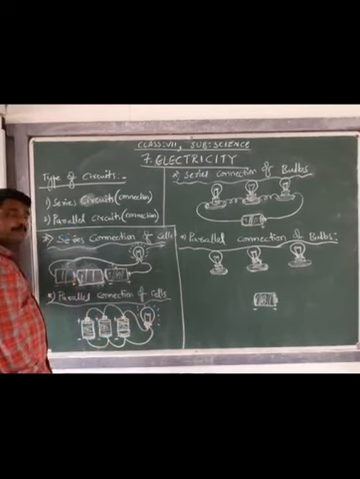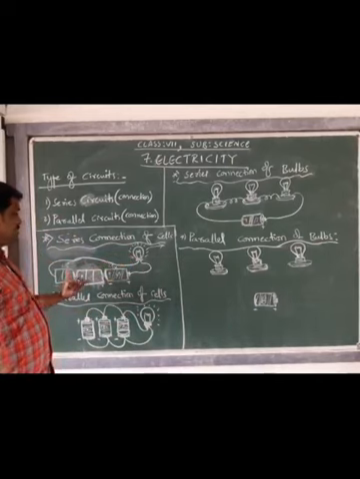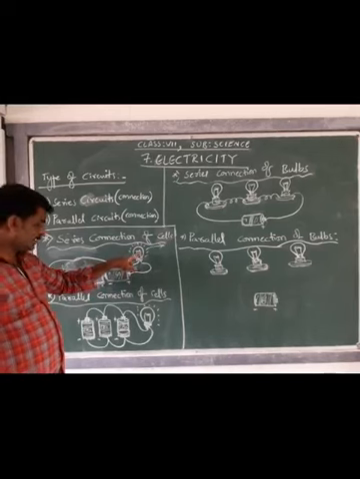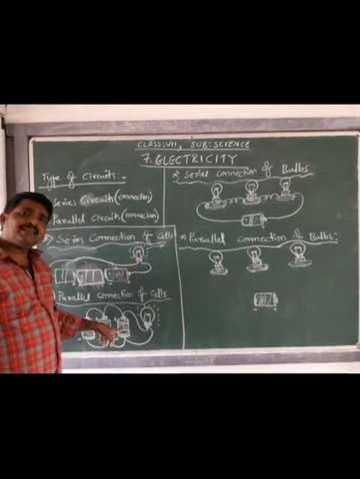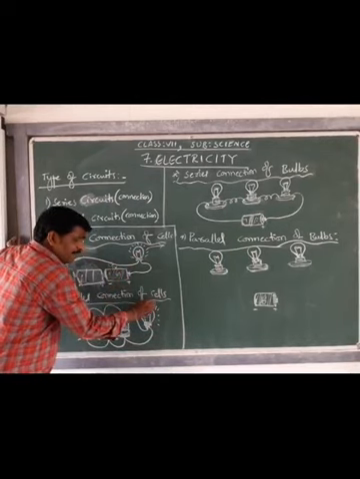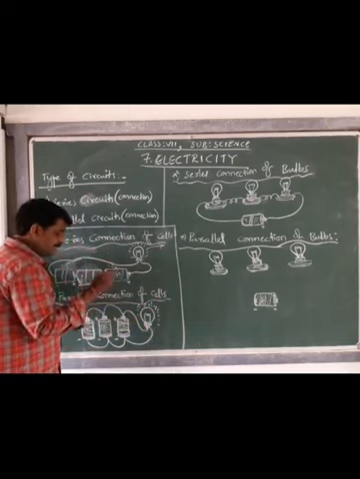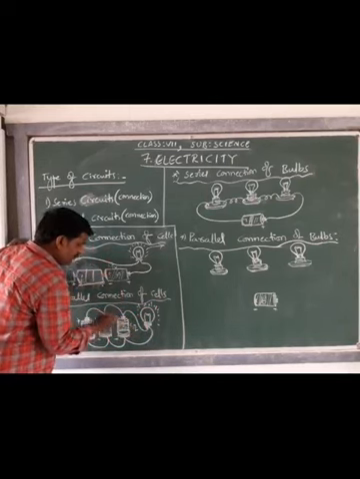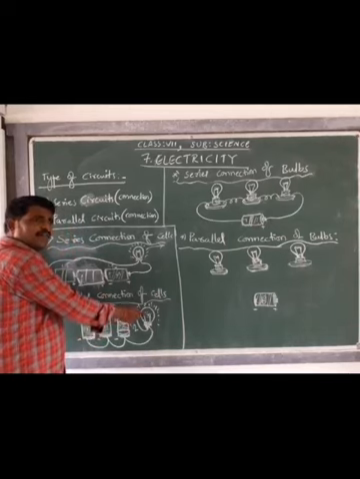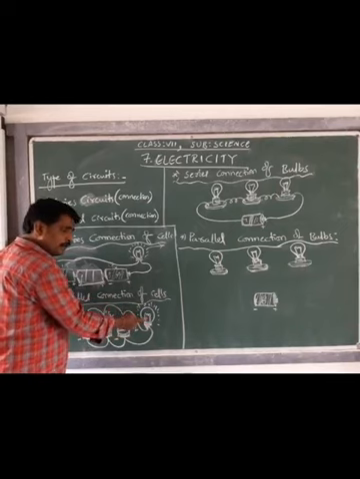The bulb glows, but it is not as bright as in this case. If three cells are connected in series, the bulb glows brighter. If the three cells are connected in parallel, the brightness of the bulb will be as if it is connected to only one cell. That is, if it is a 1.5 volt cell, the voltage supplied to this bulb is only 1.5 volt.